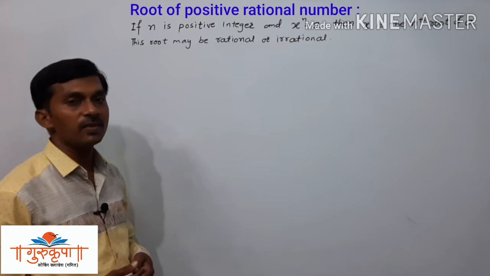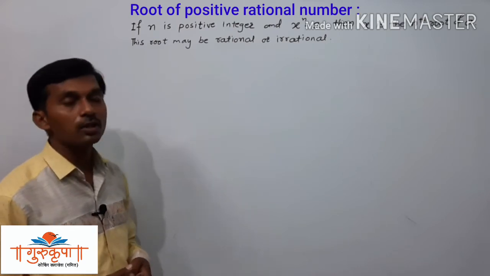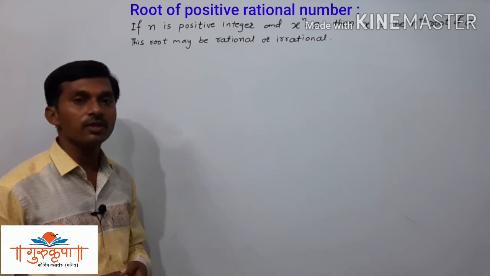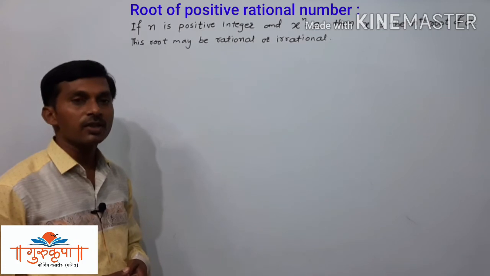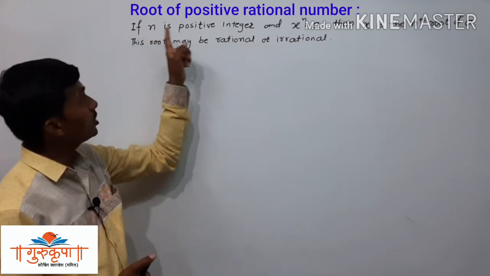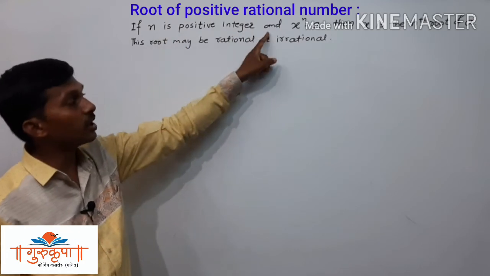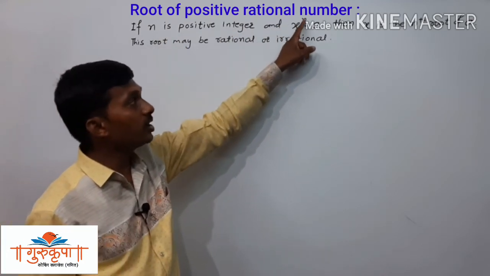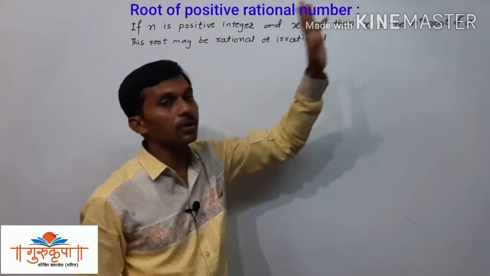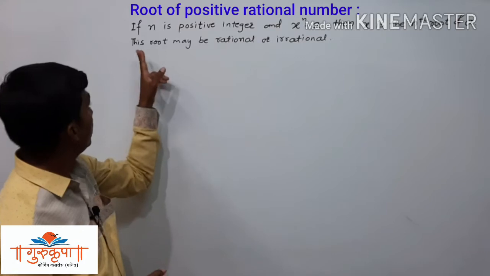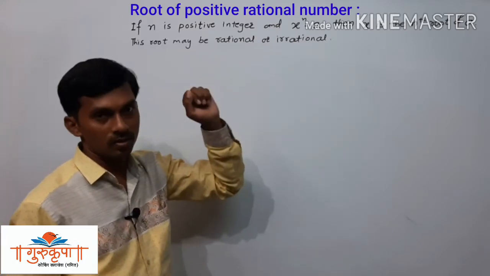Study the next concept after practice set 2.2, and the name of the concept is root of a positive rational number. Root of a positive rational number. Here, if n is a positive integer, and x to the power n is equal to a, then x is the nth root of a, and this root may be rational or irrational.